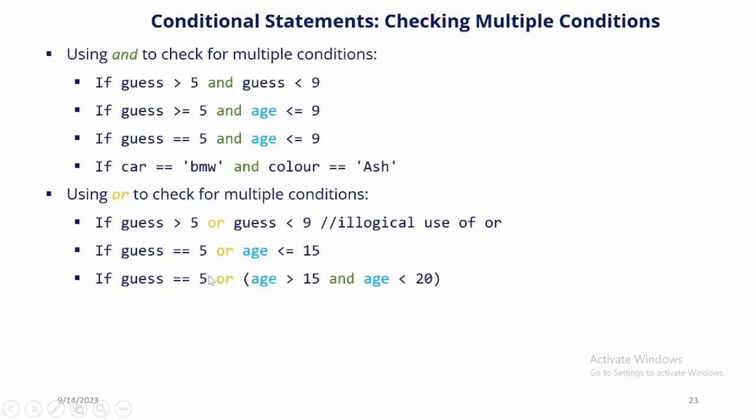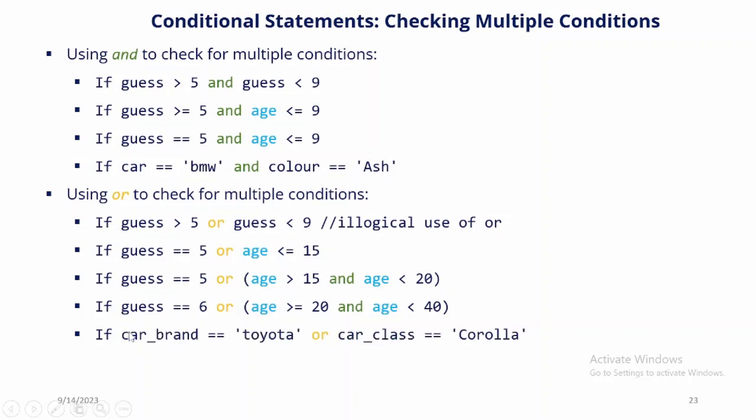or guess equal to 5. Now any one of them that is true makes the whole condition true. We can also say if guess equal to 6 or age greater or equal to 20 and age less than 40. Any one of them can be true. And it makes the whole condition true.